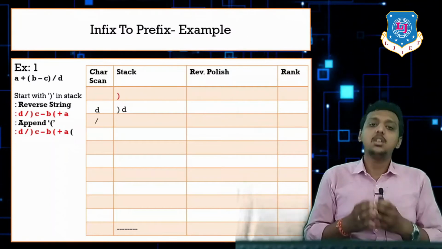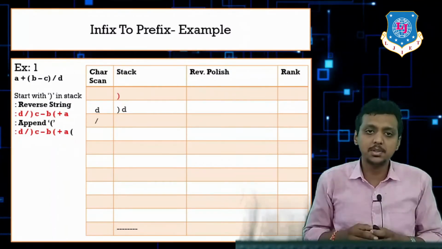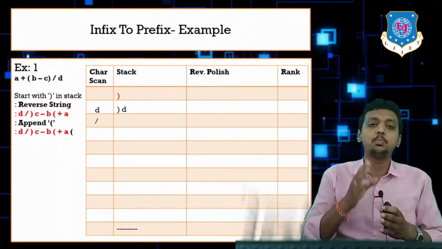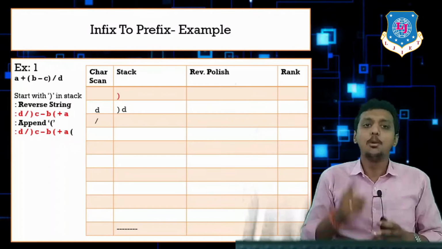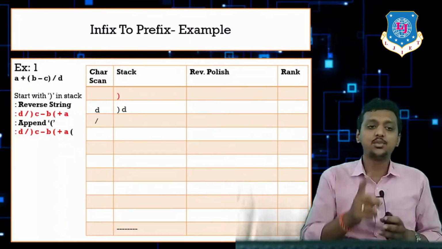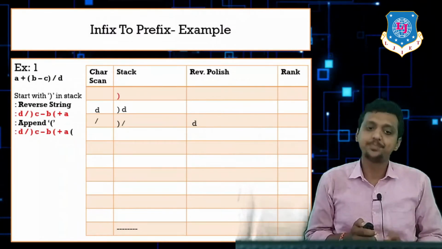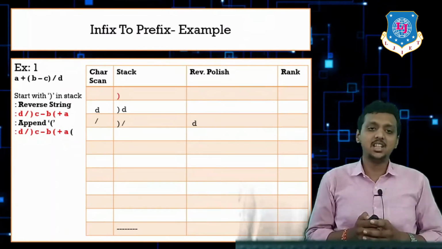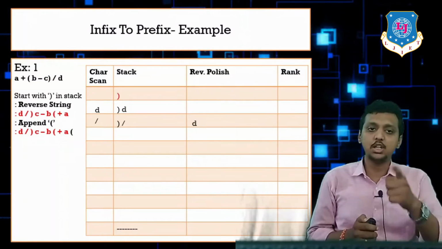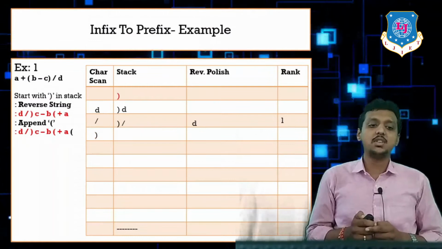Fine. So here we have the division with a higher precedence than the closing one's precedence. That's why we are just going to push division inside the stack. But before that, do not forget to pop out d from the stack. So I'm just popping out the d from the stack into the reverse polish, and then pushing division. Now one element is there in the reverse polish, so the rank becomes 1. Obviously it's plus 1.